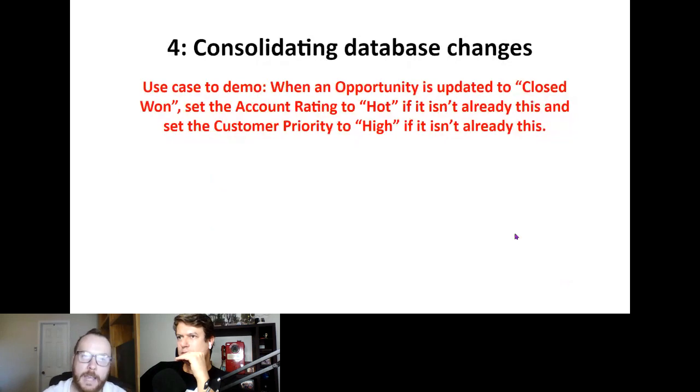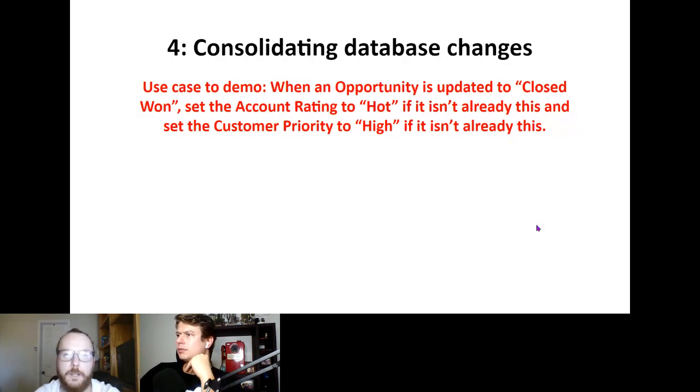So the use case we have here is when an opportunity is updated to closed won, what we want to do is set the account rating to hot if it isn't already hot, and set the customer priority to high if it isn't already high. So let's jump into that.